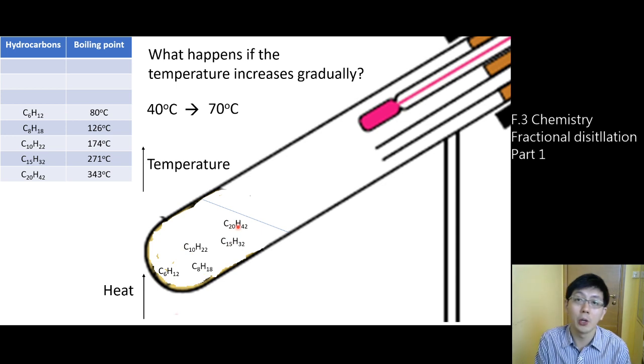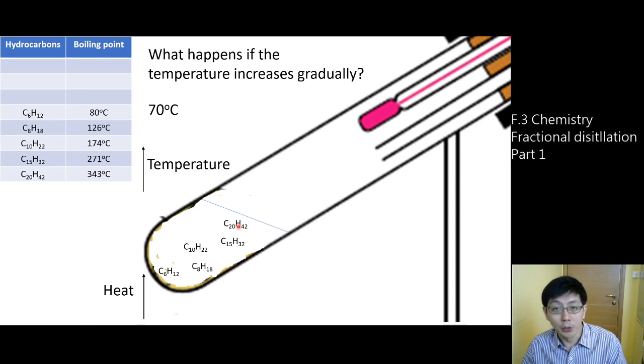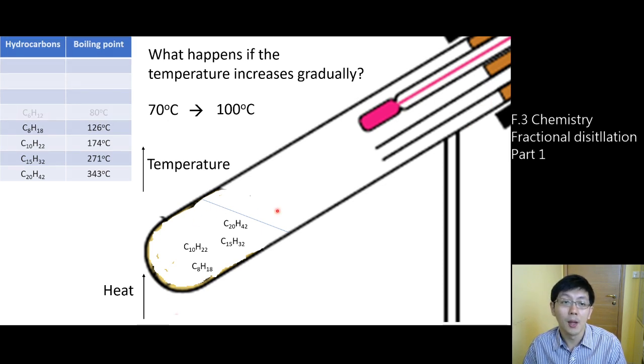Now we're going to continue the steps. The pattern will be similar, so I'm going to speed this up and you know what will happen. If we continue the heating from 70 degrees to 100 degrees Celsius, when it reaches 80 degrees Celsius, one of them, C6H12, will leave the test tube because it's going to boil. I'm going to eliminate this again.